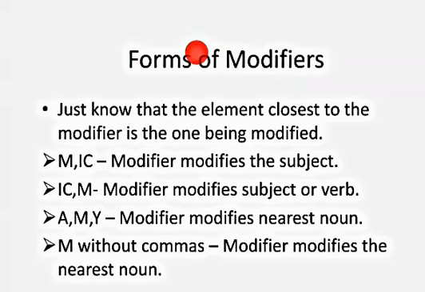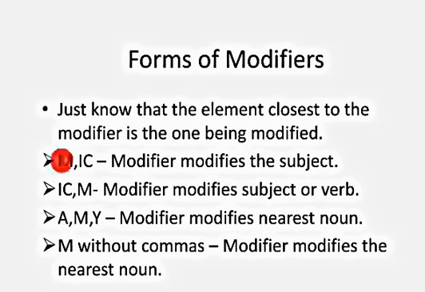Same way, you don't really need to know this also. Once you start practicing, you'll know. But still, you should have an idea where the enemy can attack you, from which parts, right? So just know the elements. Just know that the element closest to the modifier is the one being modified. When I talk about element, I'm talking about the subject or the noun or the verb, whatever.